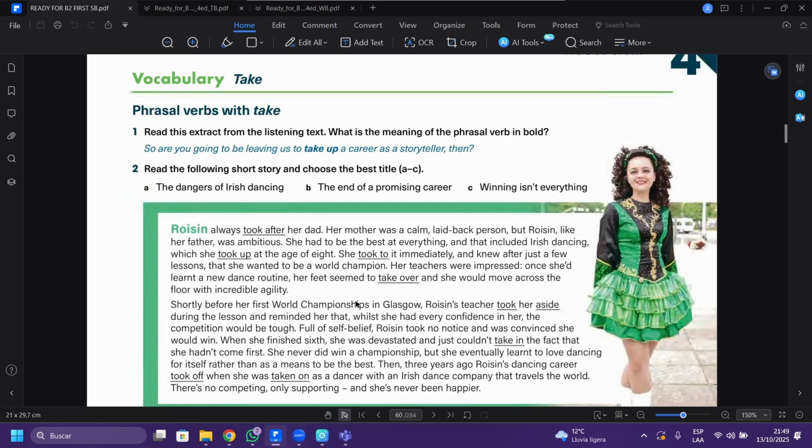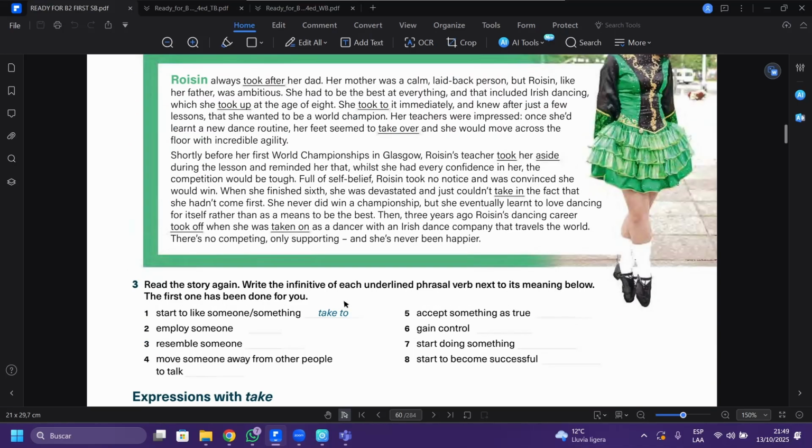The next one is take on. That's for employing someone. Remember, to employ someone, not something. Okay, employ someone. All right.